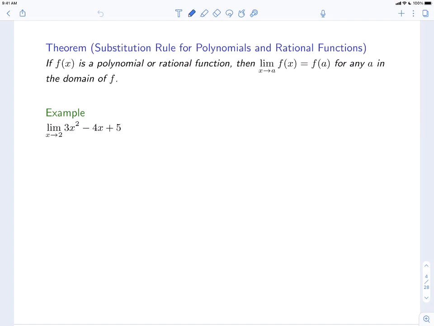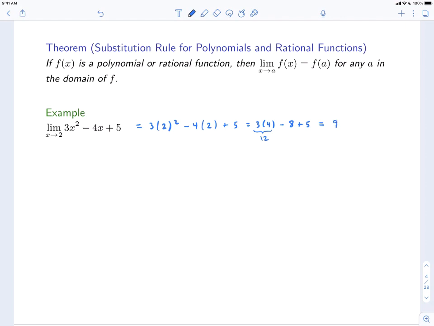Let's do an example. The limit as x approaches 2 of 3x squared minus 4x plus 5. Using the substitution rule, we know that we can simply just plug in x equals 2. 3 times 2 squared minus 4 times 2 plus 5, which is 3 times 4 minus 4 times 2, which is 8, plus 5. 3 times 4 is 12, minus 8 is 4, plus 5 is 9.